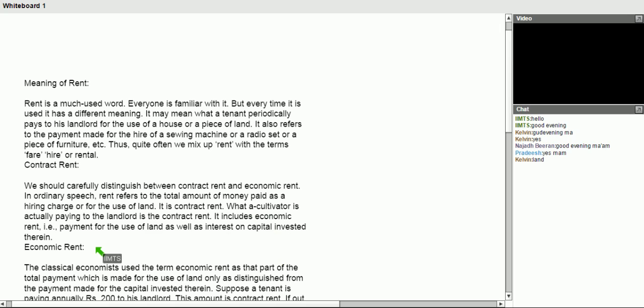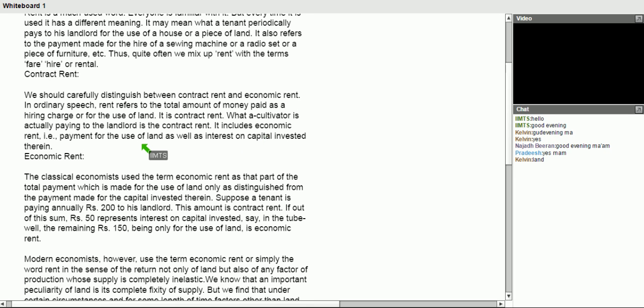Now economic rent. Economic rent means the payment for the use of land as well as the interest on capital invested therein. So it includes not only the payment for the land that we are using, but also the interest on the capital invested. Let's see with the help of an example. The classical economist has defined the economic rent as that part of the total payment which is made for the use of land only, as distinguished from the payment made for the capital invested therein.